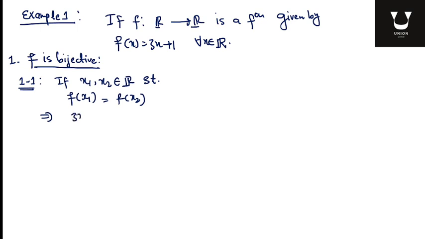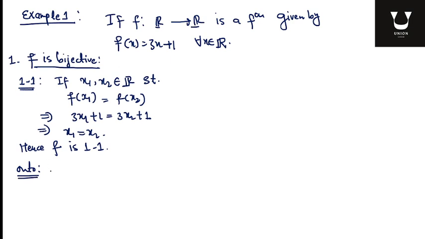So what does it imply? It implies that 3 x1 plus 1 is equal to 3 x2 plus 1. You can cancel the 1s out. You can cancel 3 also. This implies x1 equals x2. Okay. Hence it is 1-1. Hence f is 1-1. What about onto?